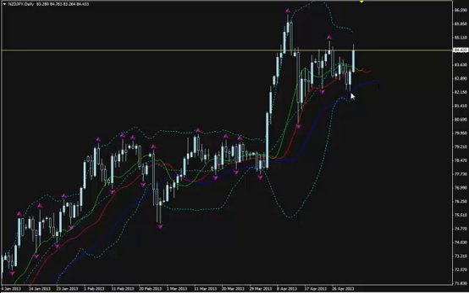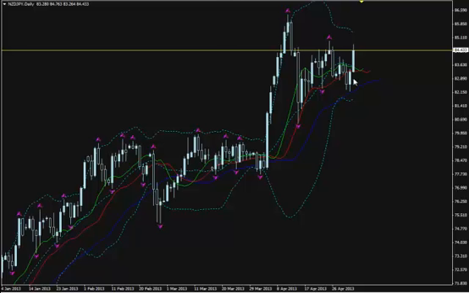We wait for a valid fractal to be formed. A fractal is practically a swing high or a swing low, and it has two candlesticks on its side. It's a formation of 5 candlesticks, 2 on the left, 2 on the right, and 1 in the middle.